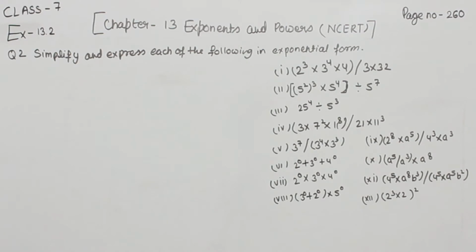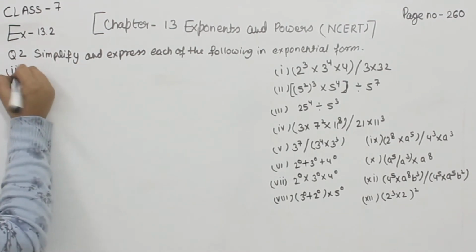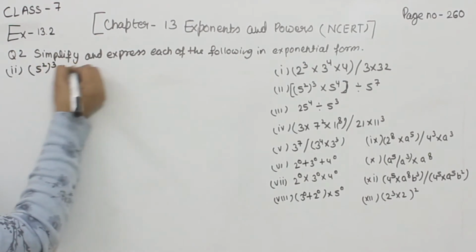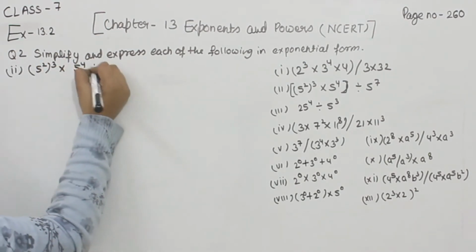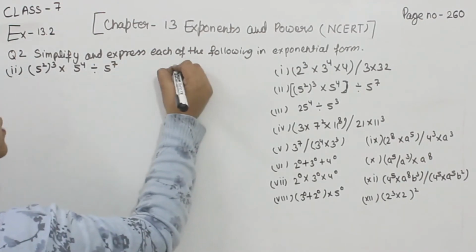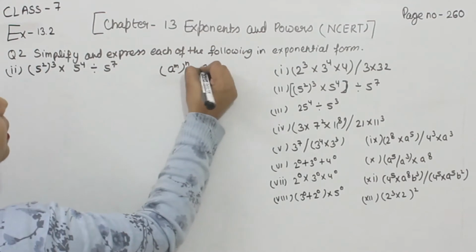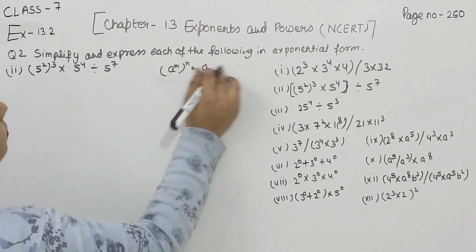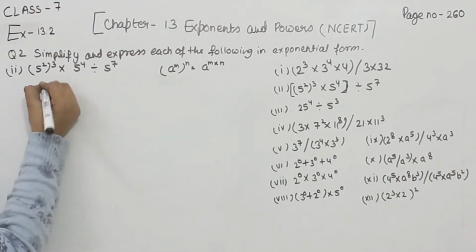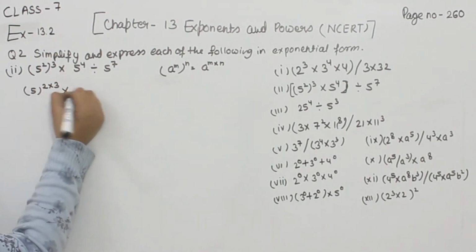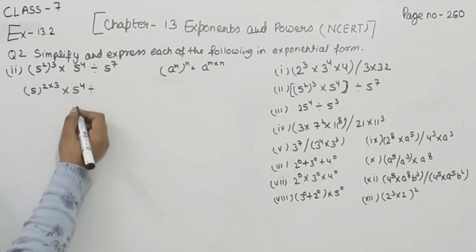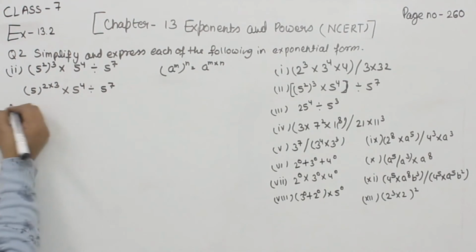Now comes part 2. In part 2 we have 5 to the power 2, the whole power 3, multiplied by 5 to the power 4 and divided by 5 to the power 7. First of all, I am going to use (a to the power m) to the power n, which is a to the power m multiplied by n. So, 5 to the power 2 multiplied by 3, multiplied by 5 to the power 4, divided by 5 to the power 7.